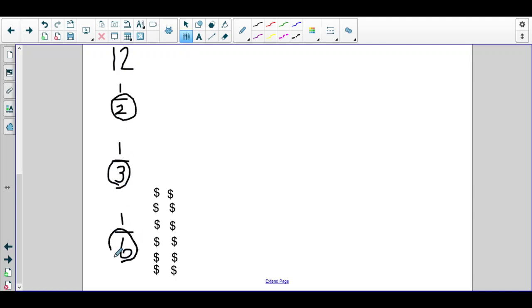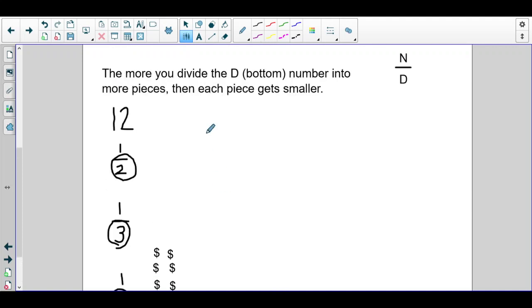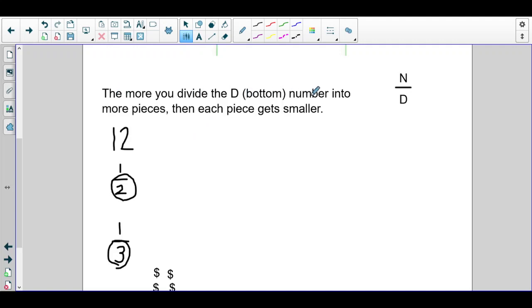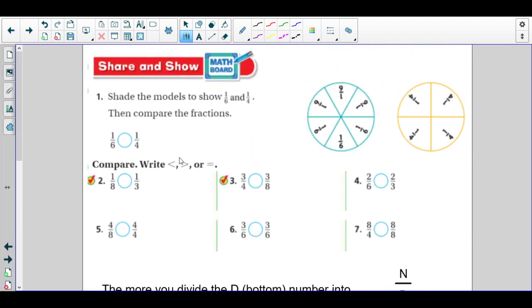All right. So as you can see, the more we divided out this number, the bigger that this number got, the less share that was available for everybody. All right. And so that's how that relationship with the denominator works. The more you divide the denominator number into more pieces, then each piece gets smaller. Okay? So think about that as you proceed to this right here, the show and share. You know the drill. Let's go ahead and pause the video, get this done, and then unpause, and we'll see how you did.